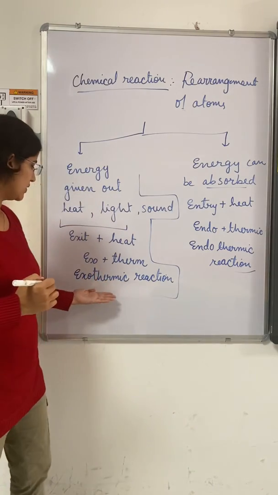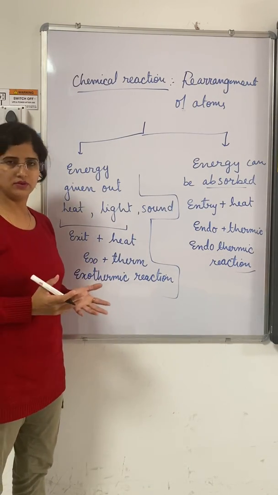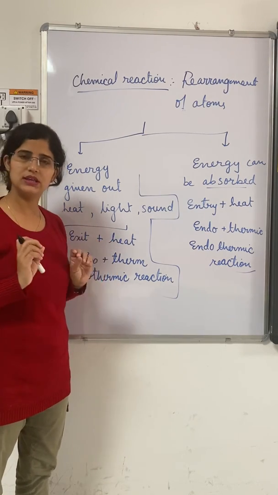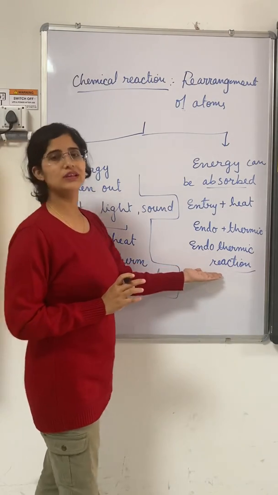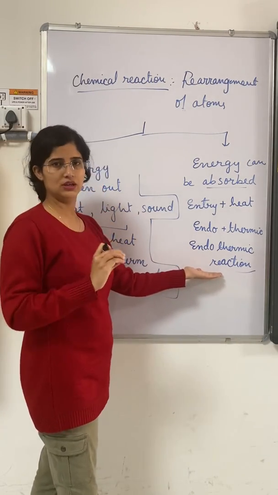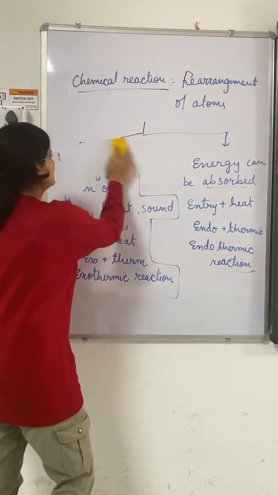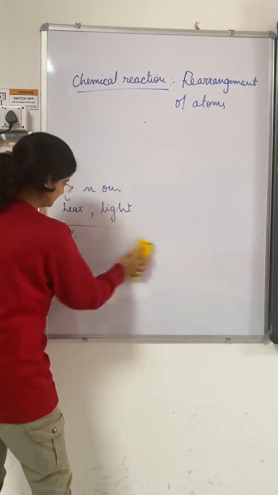Now exothermic reactions take place by themselves. They are spontaneous reactions. They don't need a little push. They will occur by themselves, whereas an endothermic reaction needs energy to initiate. Now we'll see some examples of endothermic reactions and exothermic reactions.